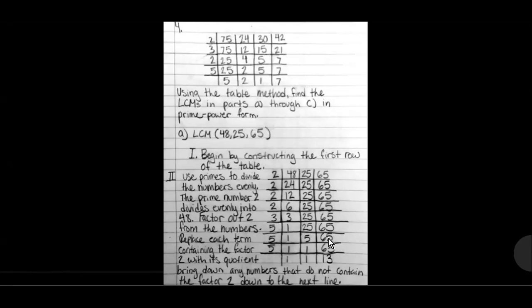And then 65, it's by itself. Then 65 divided by 5 is 13. You bring down the numbers that do not contain the factor 2 down to the next line. Continue the process with 2, 3, and 5.